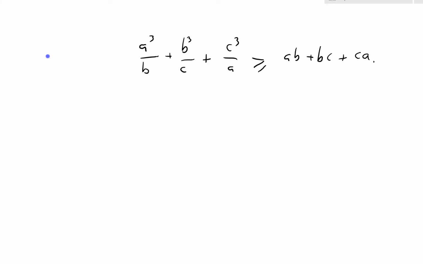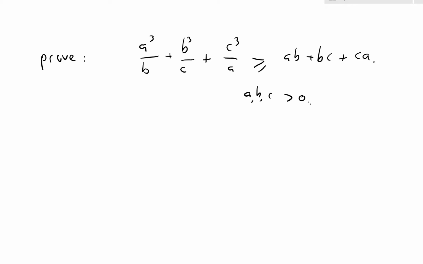That's not right. Prove this for a, b and c. No, they can't be equal to 0 because they're divided. These must be strictly greater than 0. I'm just going to spend a little bit of time thinking about this.